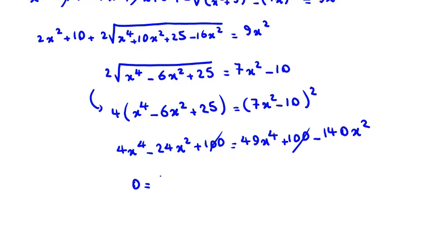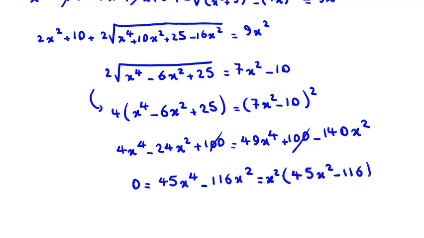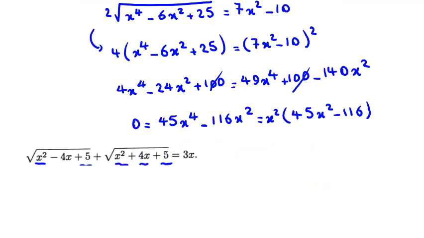49x to the power 4 minus 4x to the power 4 will be 45x to the power 4, and negative 24 if you take it to the right hand side, plus 24, and negative 140 plus this will be negative 116x squared. So it equals 0, it will be x squared times 45x squared minus 116 equals 0. The problem said our equality is this equation.